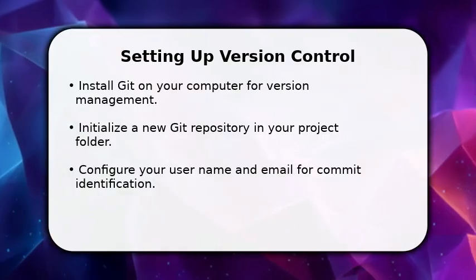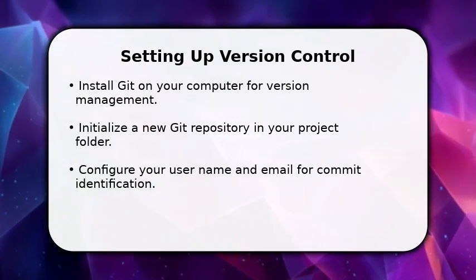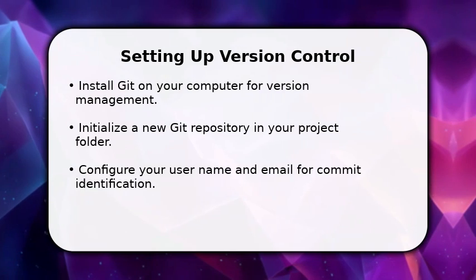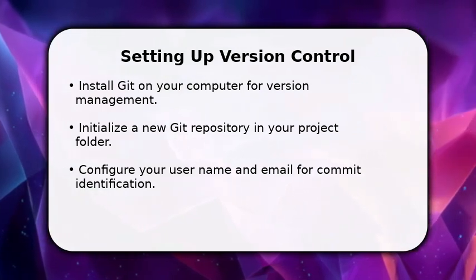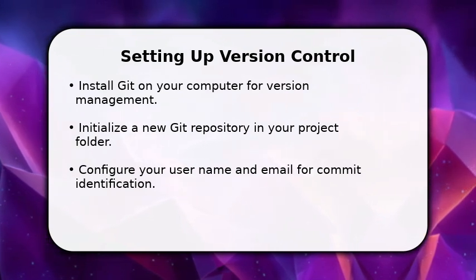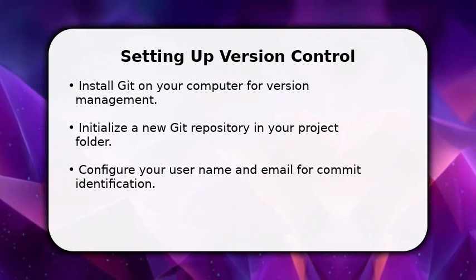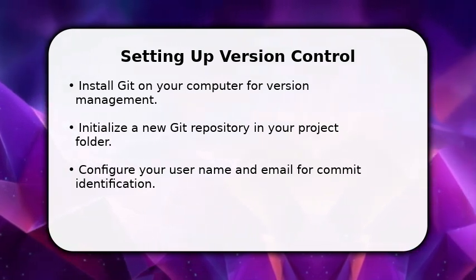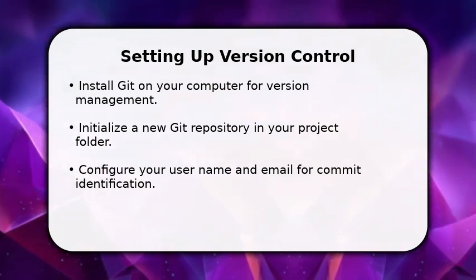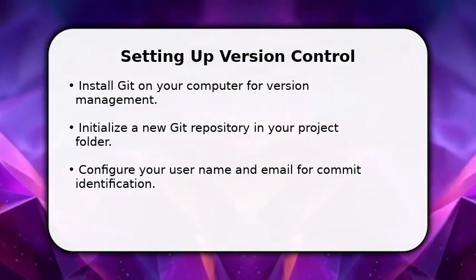In this video, I will explain how to set up version control. First, download and install Git on your computer. Once installed, navigate to your project directory in the terminal. Then, initialize a new Git repository using the git init command. Finally, set your username and email with git config commands. This identifies your contributions. This foundational step prepares your project for tracking changes efficiently.